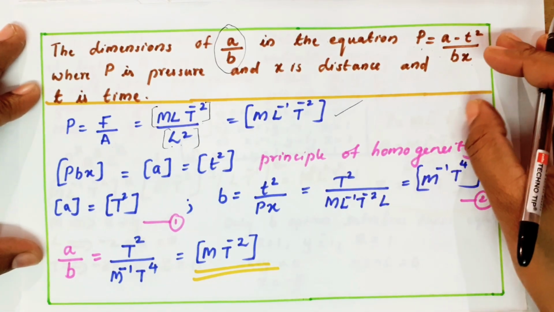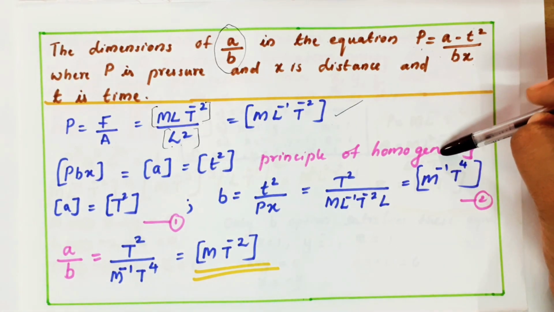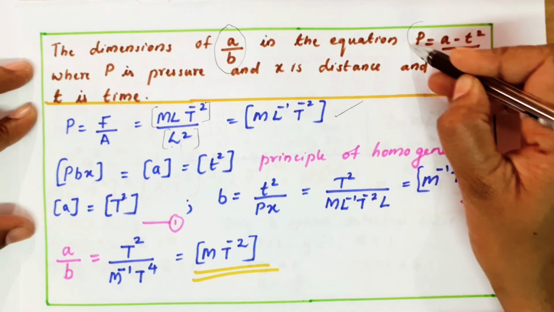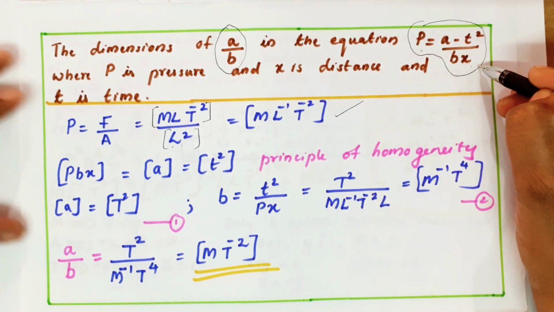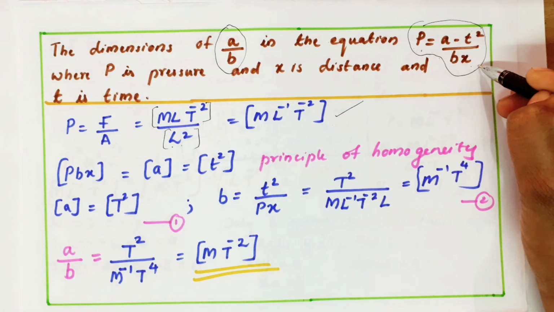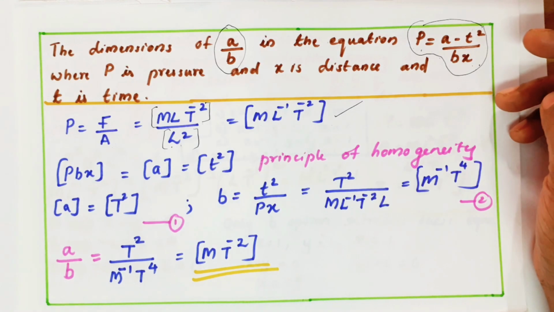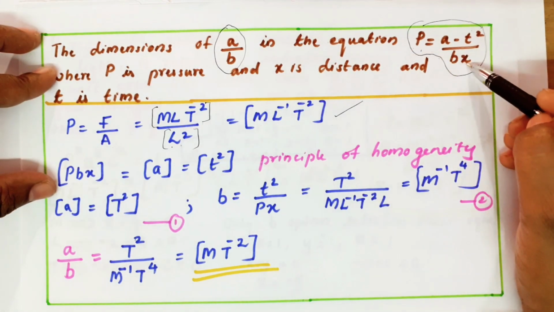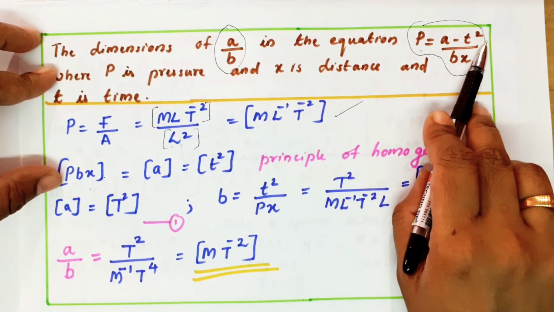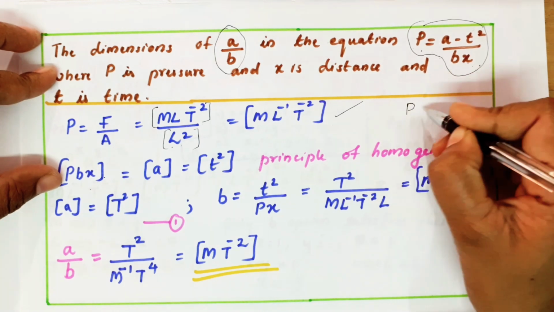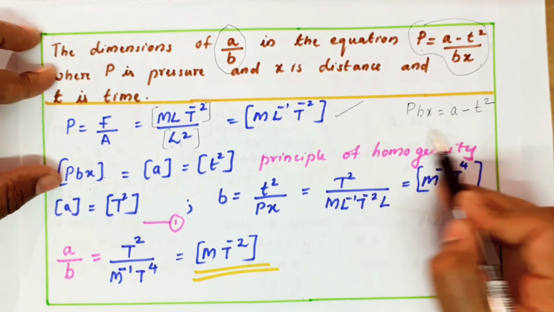I got pressure. Now I am using the principle of homogeneity. Your equation is P equals A minus T square by Bx. Just now I told, according to the principle of homogeneity, each and every term should have the same dimension. So I am cross multiplying this equation. Pbx equals A minus T square. I did not write that step, but you can write Pbx is equal to A minus T square. So I am getting an equation like this.